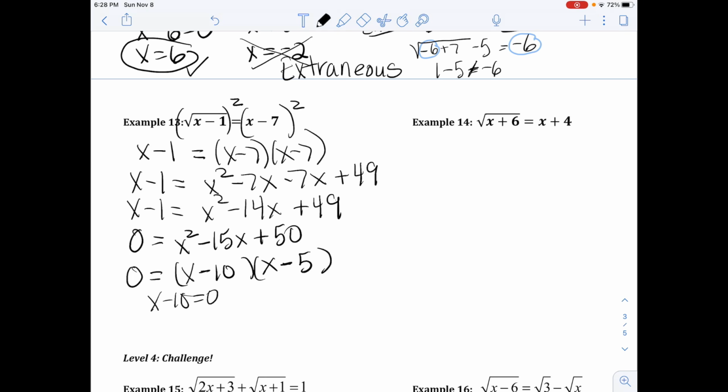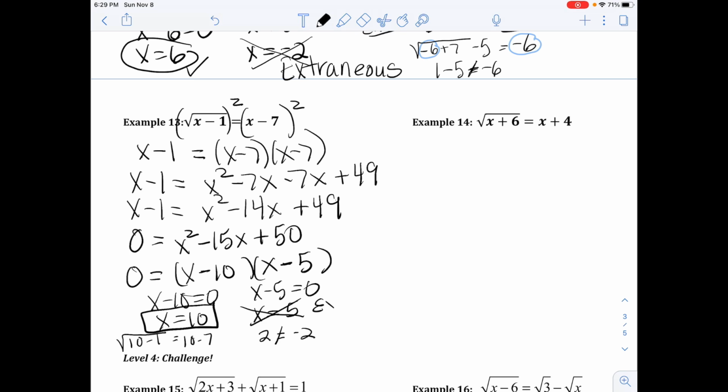So x minus 10 equals 0, x equals 10. x minus 5 equals 0, x equals 5. Test them, see if they both work. I'll start by plugging in 10. That's the square root of 10 minus 1 equals 10 minus 7. On the left side that's going to be 3, and on the right side it's going to be 3. So we know that works. Plug in 5. 5 minus 1 is 4. The square root of 4 is 2, and 2 does not equal negative 2. So this one is extraneous.